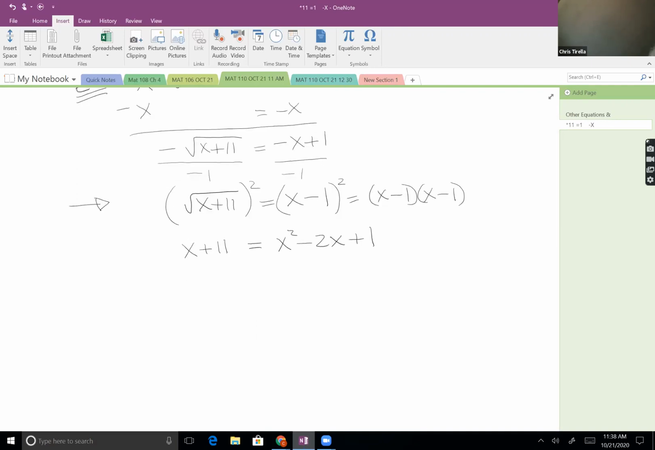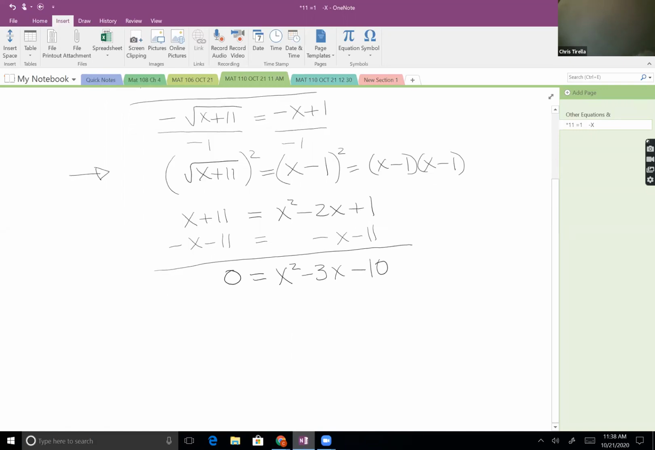Now, we've got a quadratic equation. Since we have a quadratic equation, the second degree equation, I want to put it in standard form, which means I want to make one side 0. So I'll subtract the x and the 11 from both sides. And that gives me 0 equals x squared minus 3x minus 10.